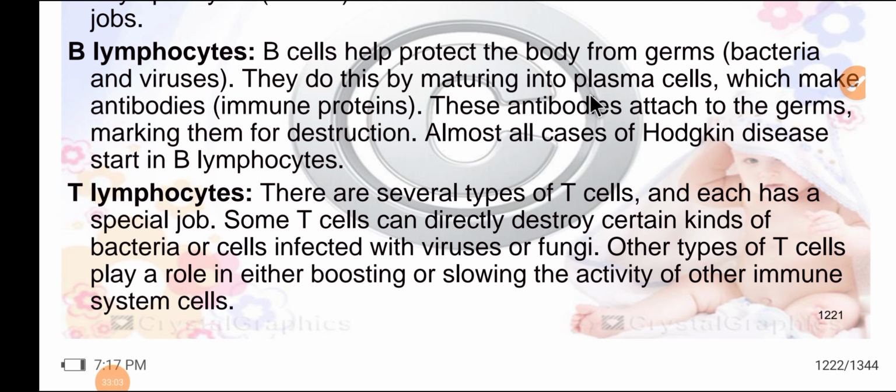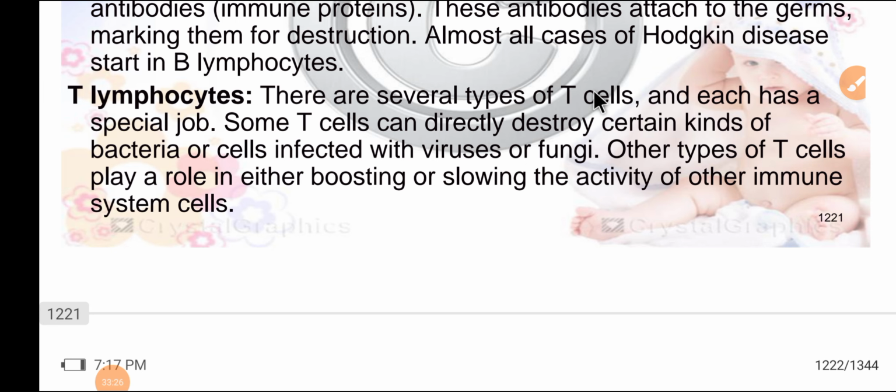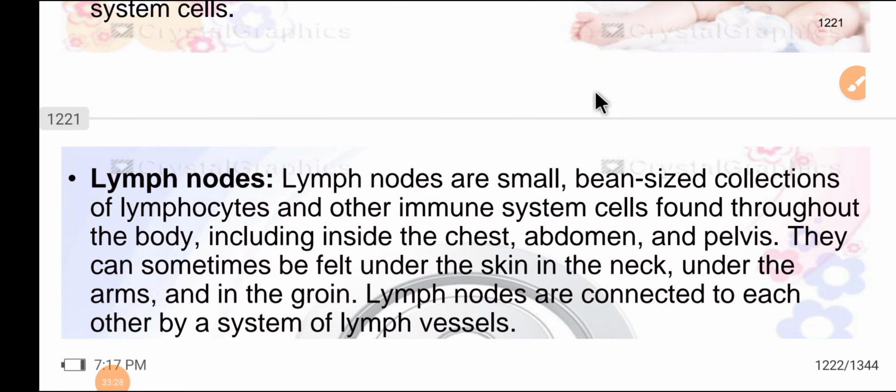T lymphocytes: there are several types of T cells, and each has a special job. Some T cells can directly destroy certain kinds of bacteria or cells infected with viruses or fungi. Other types of T cells play a role in either boosting or slowing the activity of other immune system cells. Lymph nodes. Lymph nodes are small bean-sized collections of lymphocytes and other immune system cells found throughout the body, including inside the chest, abdomen, and pelvis.